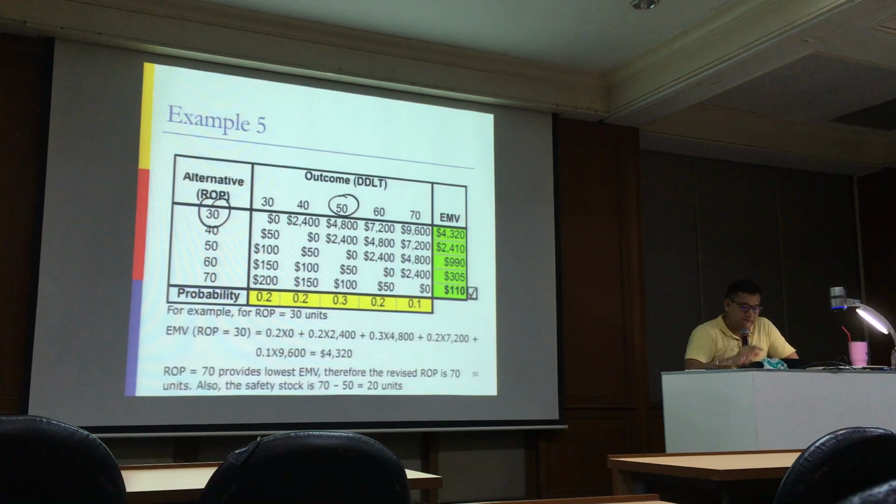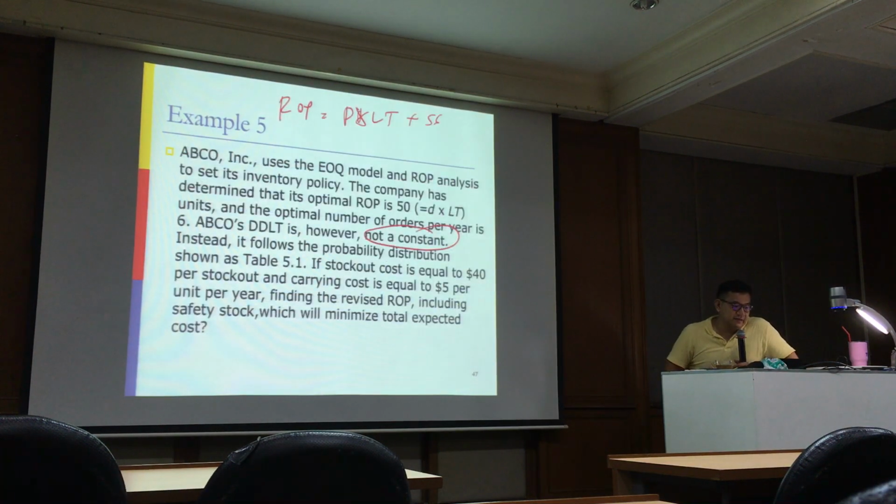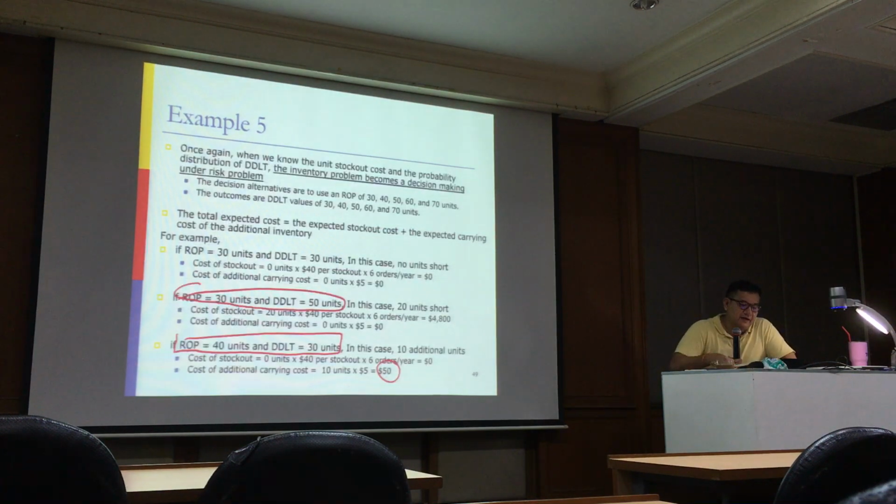But that case is just for one ordering. Right? For each year, you make 6 orders. So that's why you need to multiply with 6. Right? So then you have 20 multiplied with 40 multiplied with 6, so that's why you have 4,800.